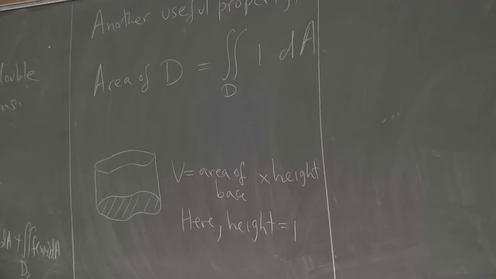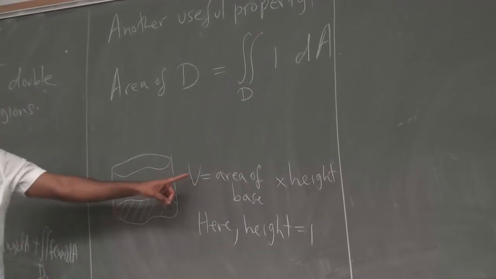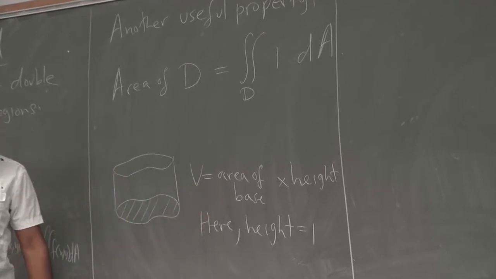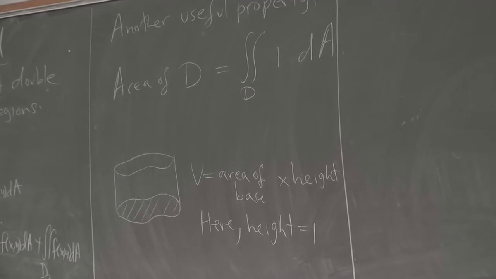Wait, I don't get what's unique about having a 1 over there. Is that a 1? Yes, it's the function 1. It guarantees that the volume is equal to the area. If your height is 1, then your volume is equal to the area. Yeah. Okay. Right, so that's the thing.